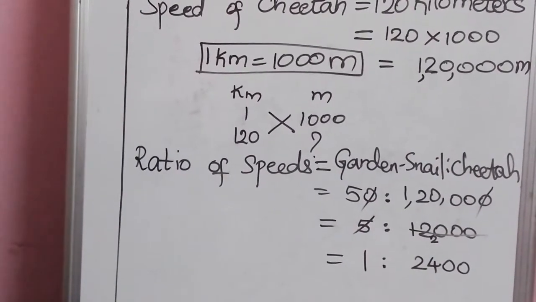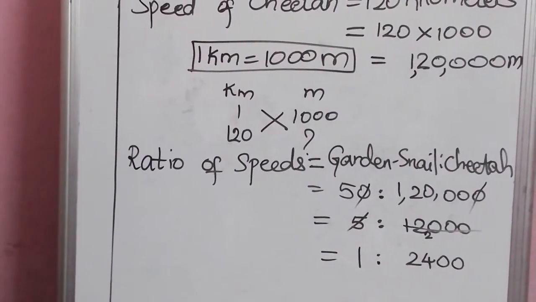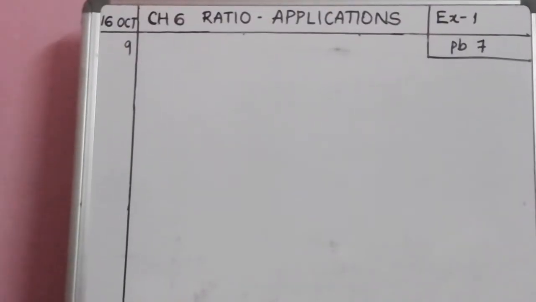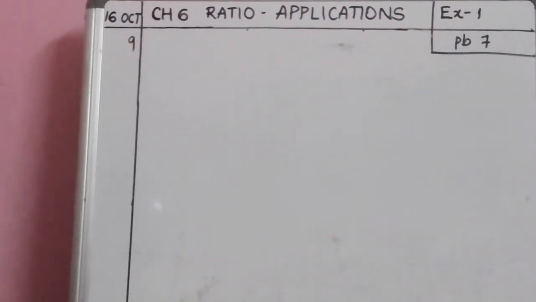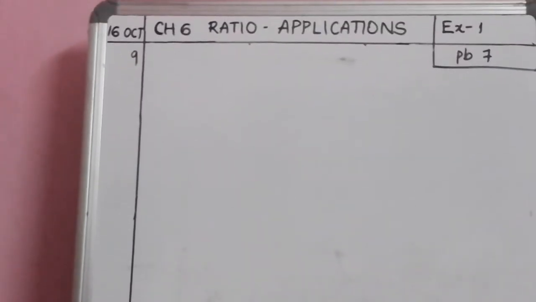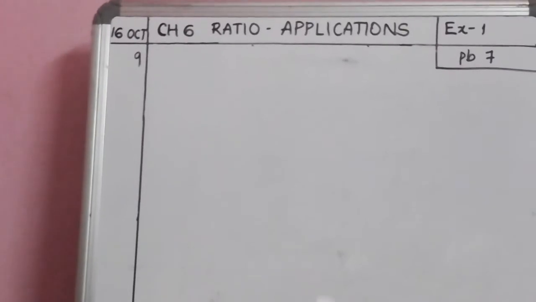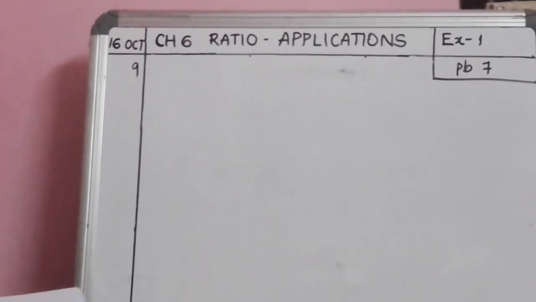Did you understand this? Okay. Copy this in your class workbook, children. The 7th problem is for homework. It is very simple. You need to simplify the ratio between the length and breadth of a rectangle. This you can do as homework. 8th problem we have already done. Let us do the 9th problem now.